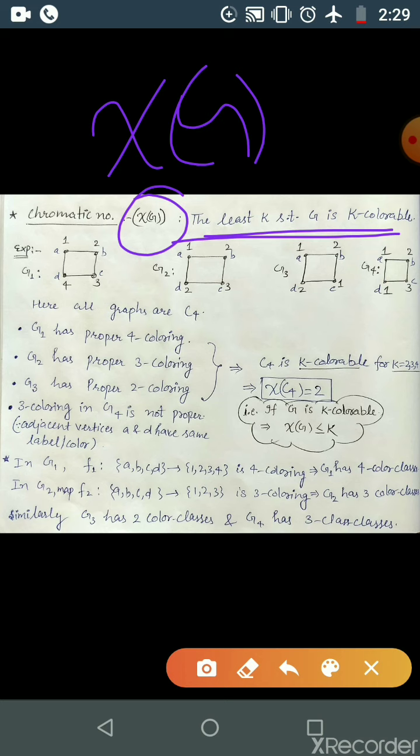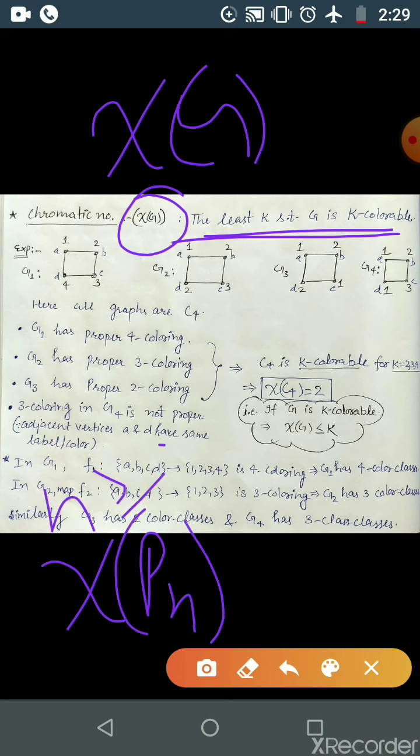So in case of Pn, if you are taking n at least 2, then the chromatic number is 2 because this is 2 colorable, correct. In case of Cn, when n is even, then it is 2. When n is odd, then the minimum is 3, correct.